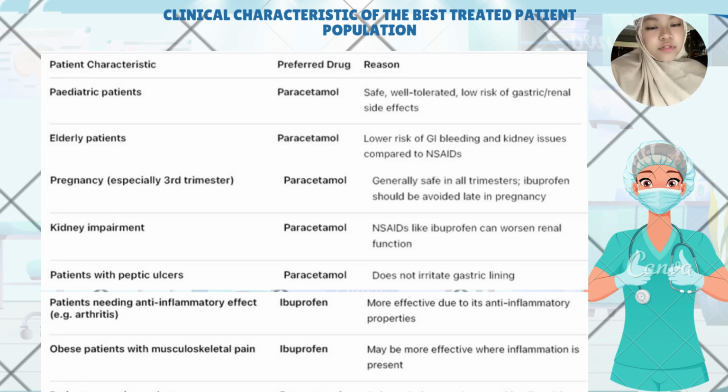For patients that need anti-inflammatory effect, for example arthritis, they can use ibuprofen because ibuprofen is more effective due to its anti-inflammatory properties. And for obese patients with musculoskeletal pain, the drug that is suitable for them is ibuprofen because it may be more effective where inflammation is present.